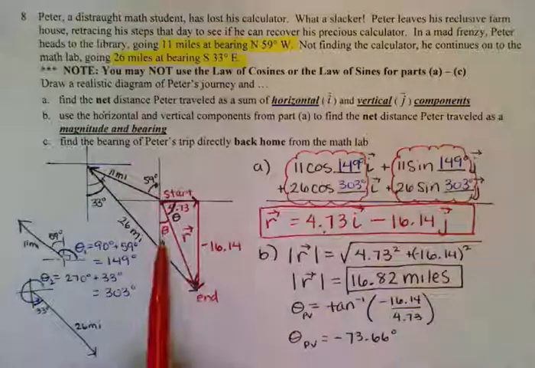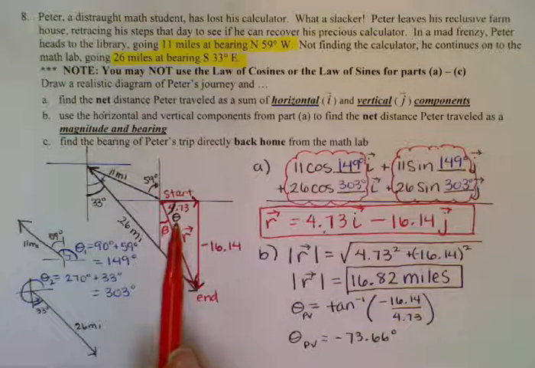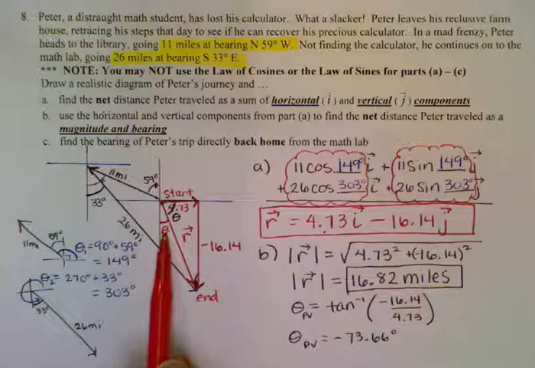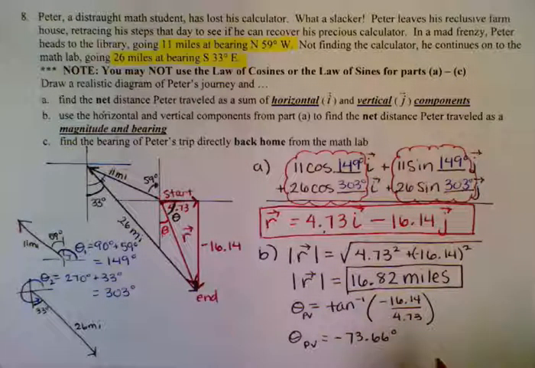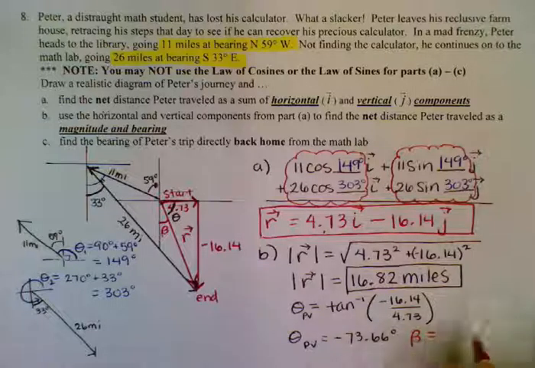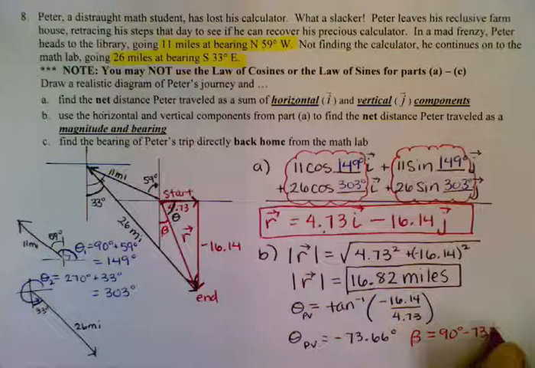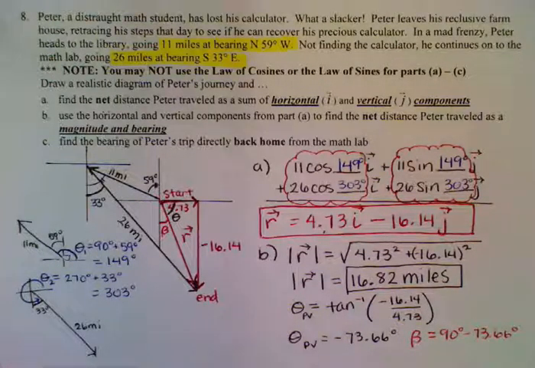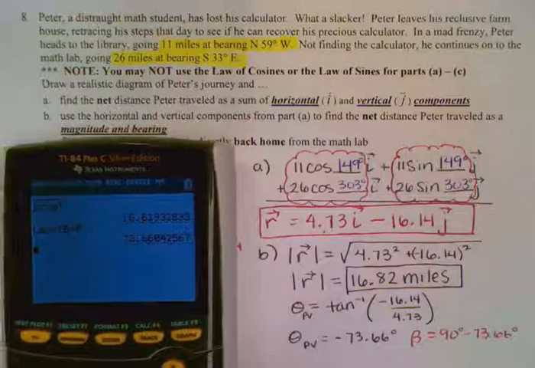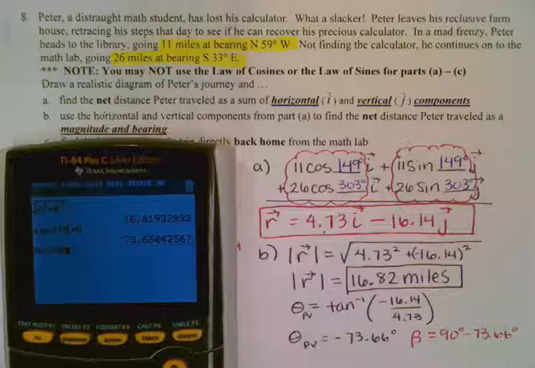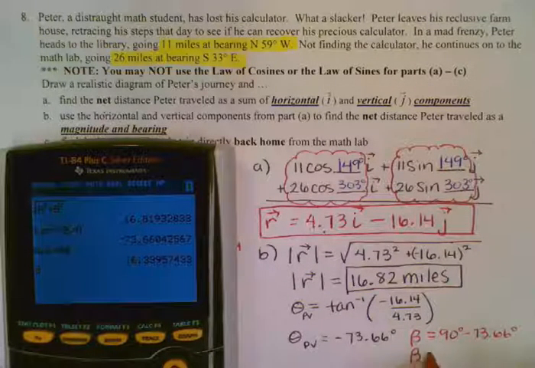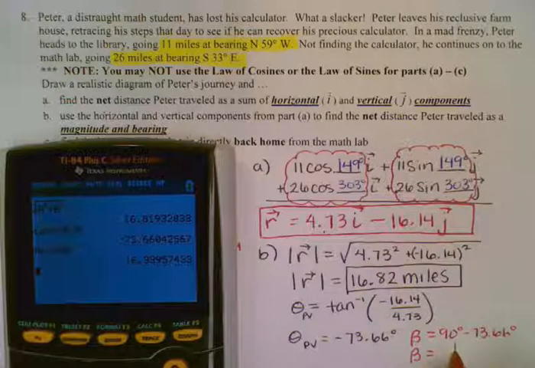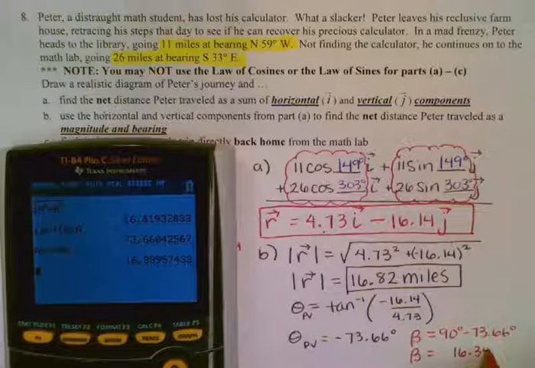Okay, well, the bearing and the theta that we just found, those have to add up to 90 degrees. So to find the bearing, we're going to say 90 minus 73.66. But in our calculator, remember that this is already negative. So in the calculator, I'm just going to say plus 90. Okay, so my bearing, the degree part, is 16.34 degrees.